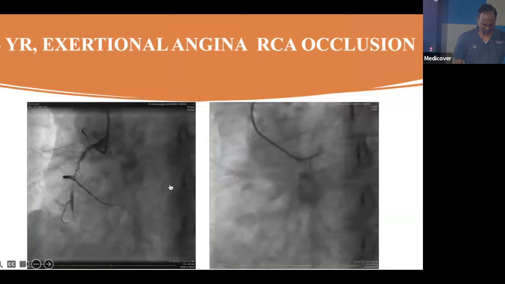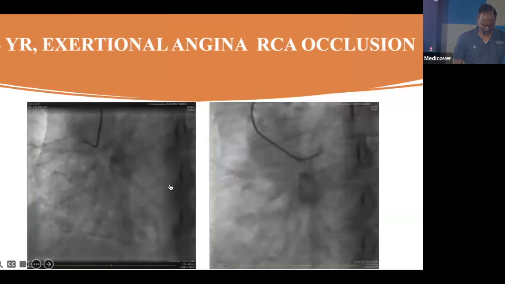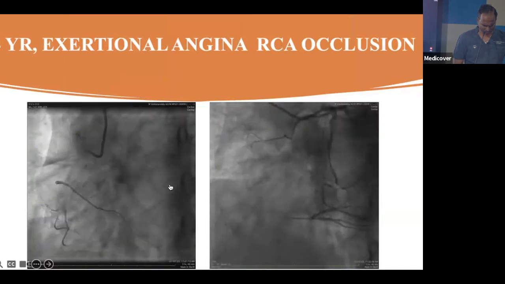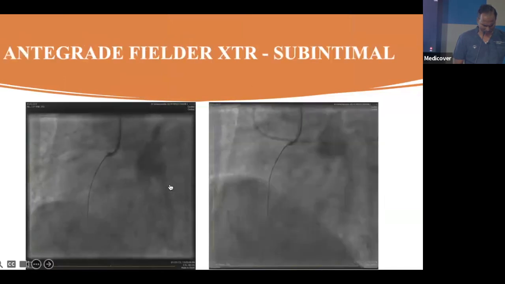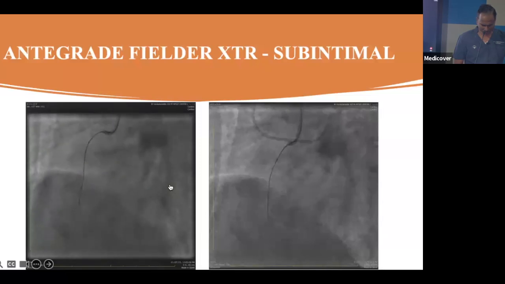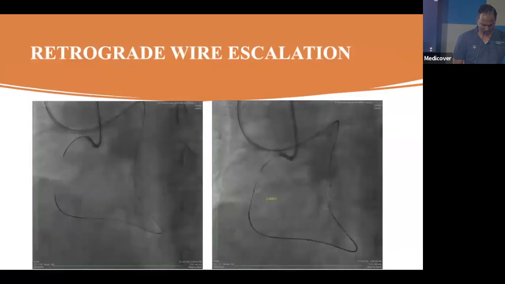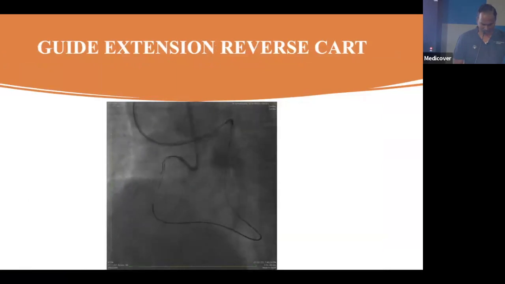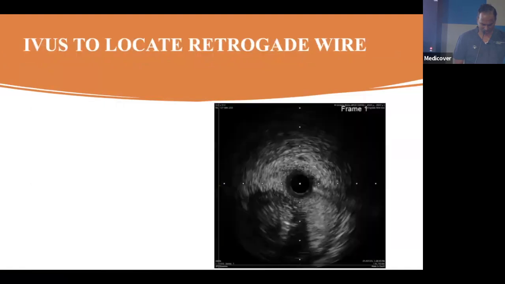So yeah, this is another RCA occlusion wherein the antegrade wire created a huge subintimal space. I told you, this is how you shouldn't use Filter XTR. It created a huge space, so I had to go retrograde and did a reverse CART. But unfortunately, we were not able to externalize, despite guide extension.